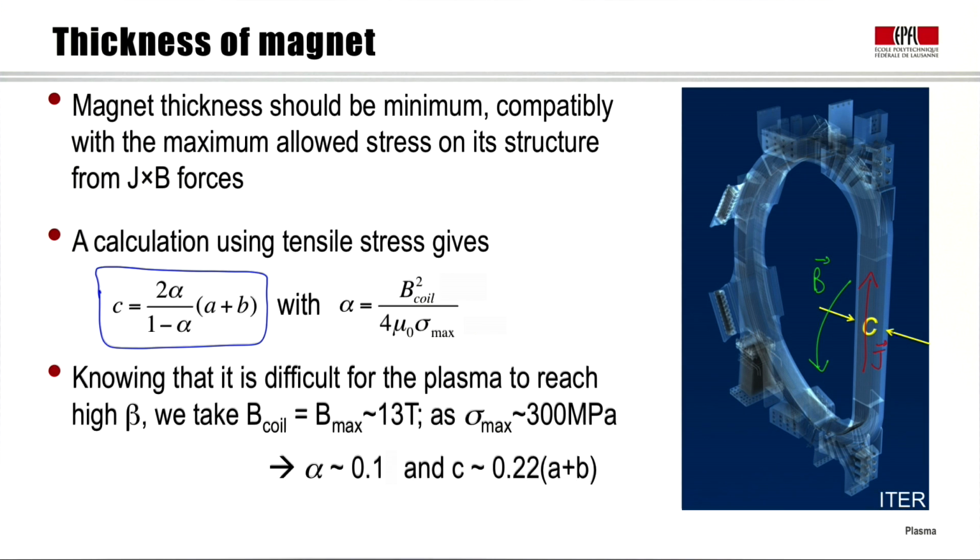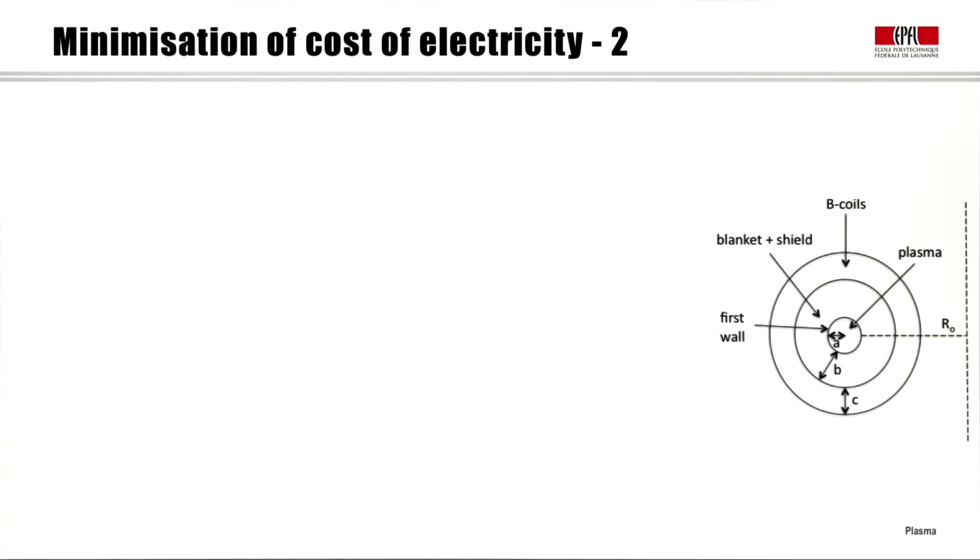So we take a maximum value for B coil. We know that typically the maximum stress we can tolerate is of the order of 300 megapascal, so we insert that into the expression for alpha, and we get a value of alpha that's about 0.1. So with that we calculate C, and that gives C equal to 0.22 times A plus B. So we have determined B from blanket physics. We have expressed C in terms of A and B from considerations on the magnet.